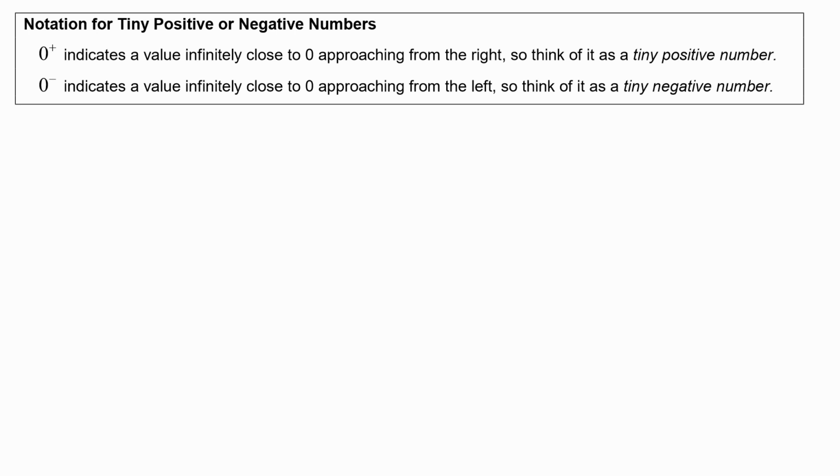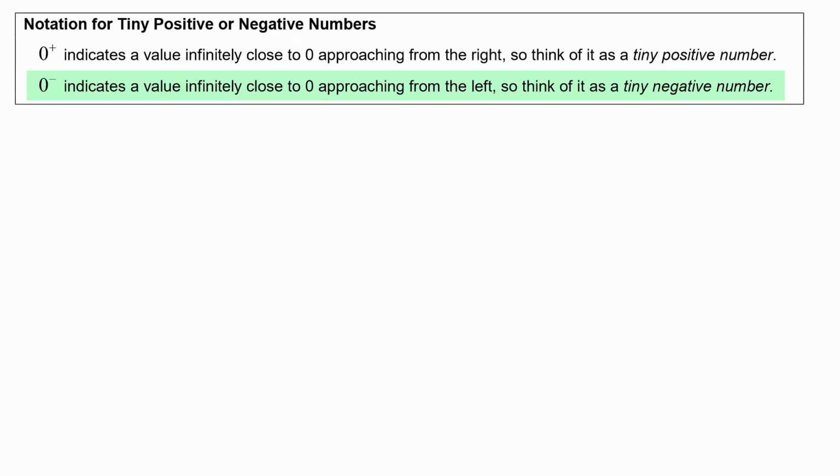Next, we learn a notation for tiny positive or negative numbers. 0 plus indicates a value infinitely close to 0 approaching from the right, so think of it as a tiny positive number. Remember, approaching from the right means you're coming in through numbers slightly larger than the value, so 0 plus, if we're slightly larger, will be a tiny positive.